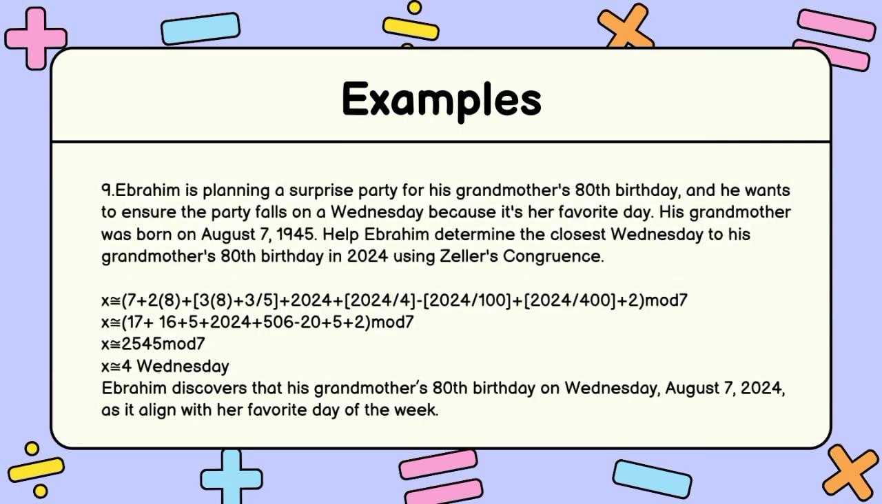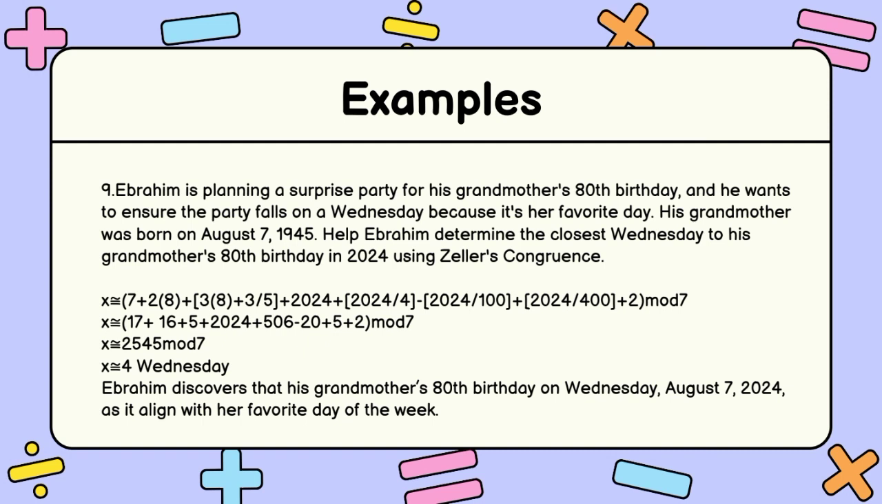Example number 9. Ibrahim is planning a surprise party for his grandmother's 88th birthday, and he wants to ensure the party falls on Wednesday because it's her favorite day. His grandmother was born on August 7, 1945. Help Ibrahim determine the closest Wednesday to his grandmother's 88th birthday in 2024 using Zeller's congruence.